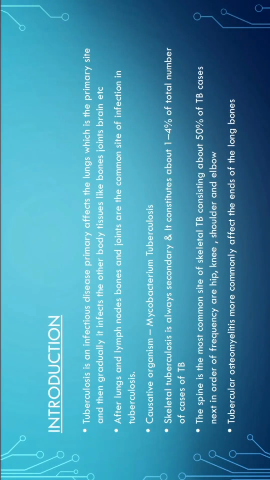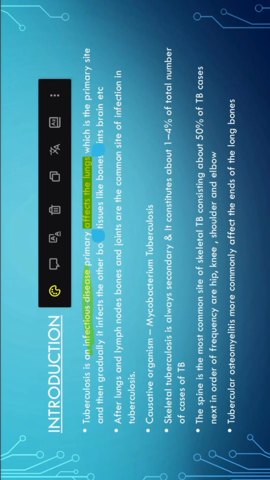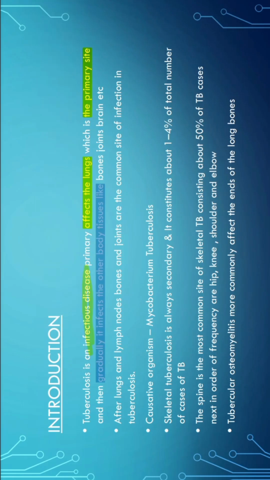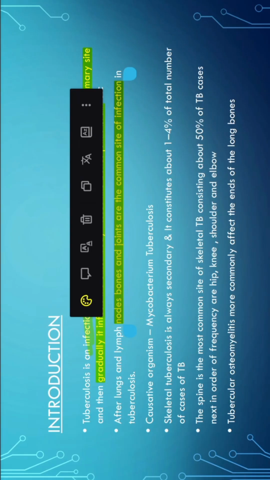Tuberculosis is an infectious disease, right? Primarily it affects the lungs, which is the primary site, and then gradually it infects other body tissues like bones, joints, and brain. In bones, that is known as skeletal tuberculosis, and in the brain, you all know, right? That is TB meningitis. After lungs and lymph nodes, bones and joints are the common site of infection in TB.